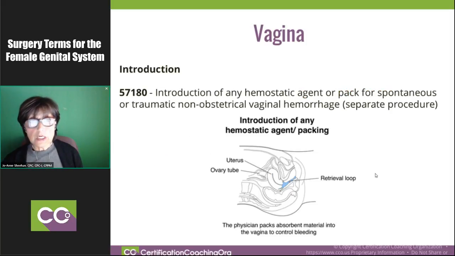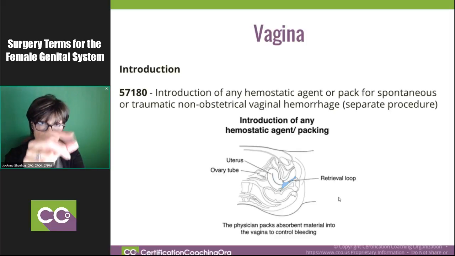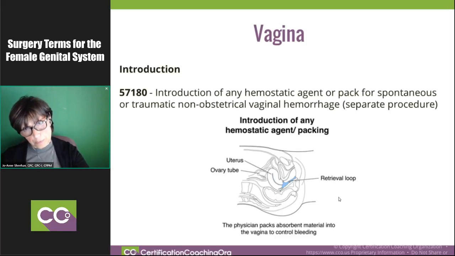Now, the introduction of any hemostatic agent or pack for spontaneous or traumatic non-obstetrical vaginal hemorrhage is 57180. And here it shows the physician packs absorbent material into the vagina to control bleeding. And this is a retrieval loop, which means that when the patient goes back in, once the bleeding is stopped, there's a loop there, and they will go in, put in the speculum and the little tongs, catch the loop, and then pull out the packing.